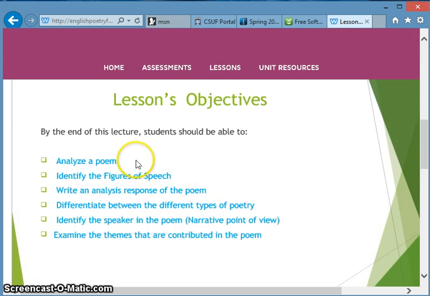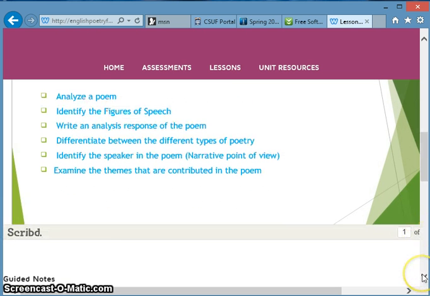The objectives of this lecture are to analyze a poem, identify the figures of speech, write an analysis response of the poem, differentiate between the different types of poetry, identify the speaker in the poem, which is called narrative point of view, and examine the themes that are contributed in the poem.